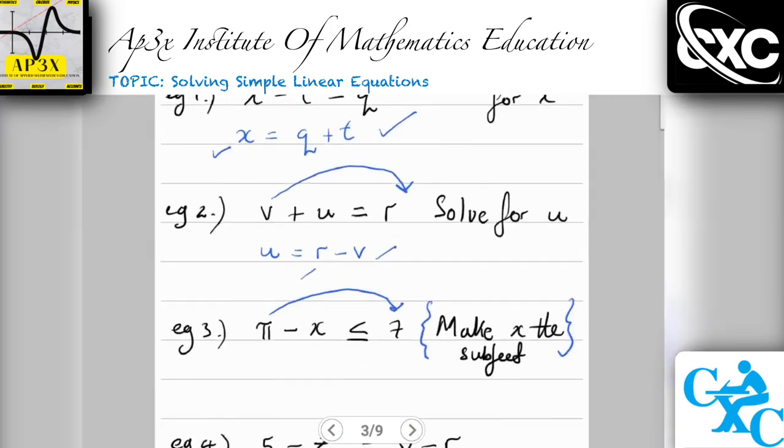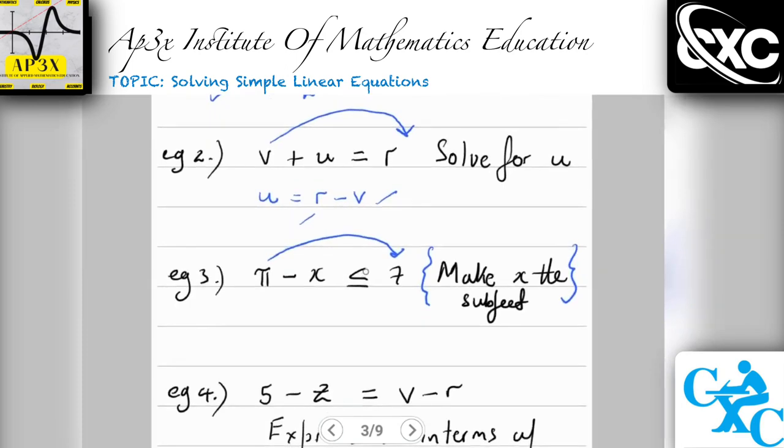Now for this particular question, if you notice that it's less than or equal to, if you choose to transpose the pi, we're going to be left with negative x is less than or equal to 7. Pi was positive, so it becomes negative, so it's 7 take away pi. And so therefore, if we divide both sides by -1, then we're going to end up with 7 take away pi divided by -1.